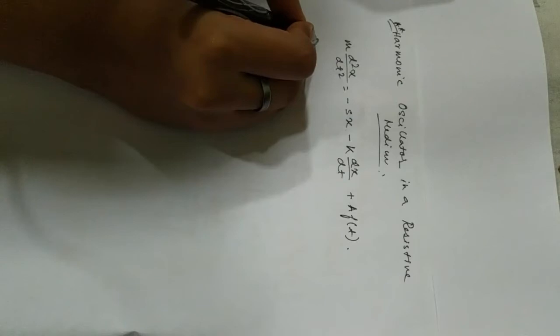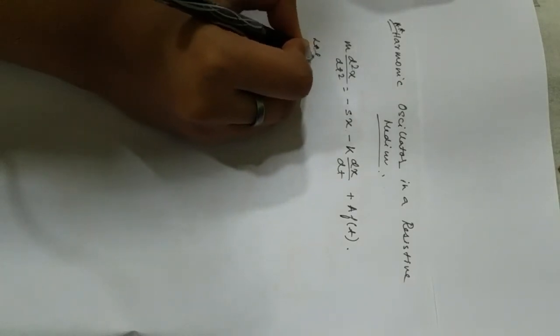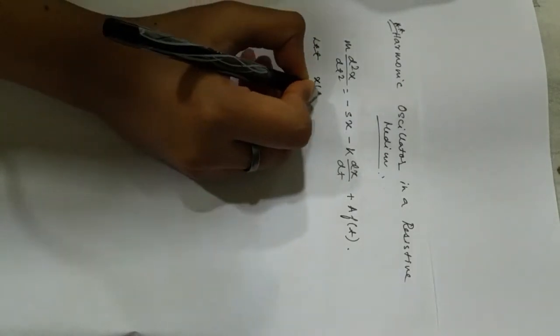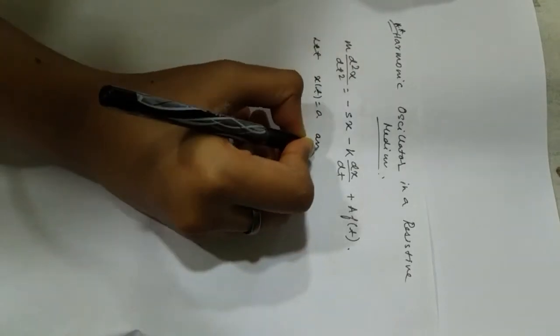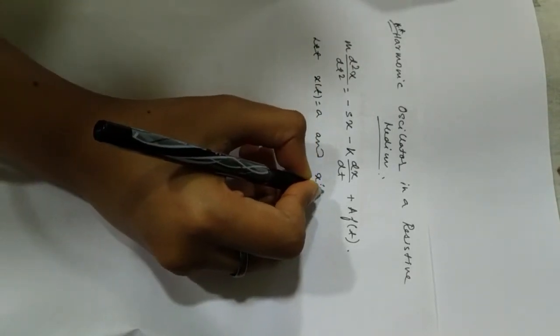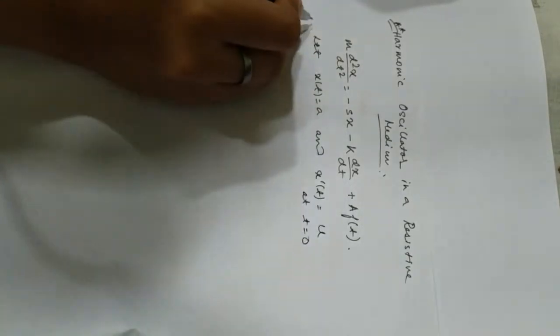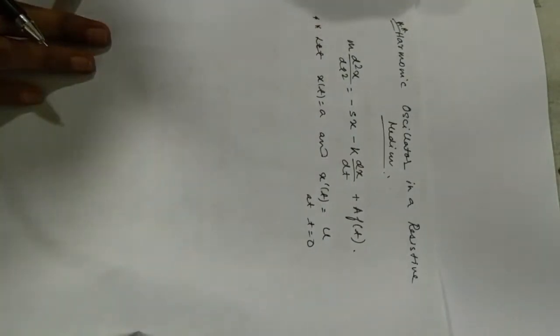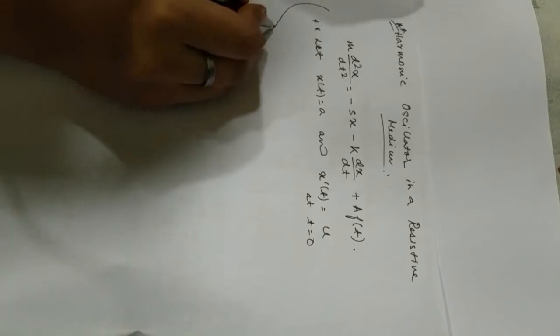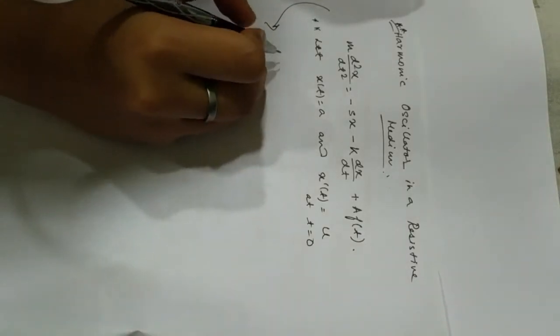Okay, so let the initial conditions be x(t) is equal to a and x prime(t) is equal to u at t is equal to 0. These are our initial conditions, and we are asked to solve this differential equation. Okay, so this is a very known equation.